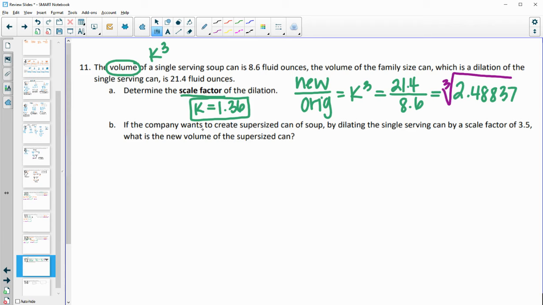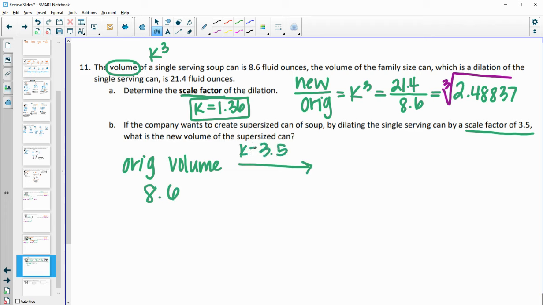Then part B says, now if we want to create a supersized soup can by dilating the single serving by a scale factor of 3.5, what would the new volume be? So your original single-sized volume is 8.6 fluid ounces. And now we want to dilate by a scale factor of 3.5 to get to this supersized can, and we want to figure out what this volume is.